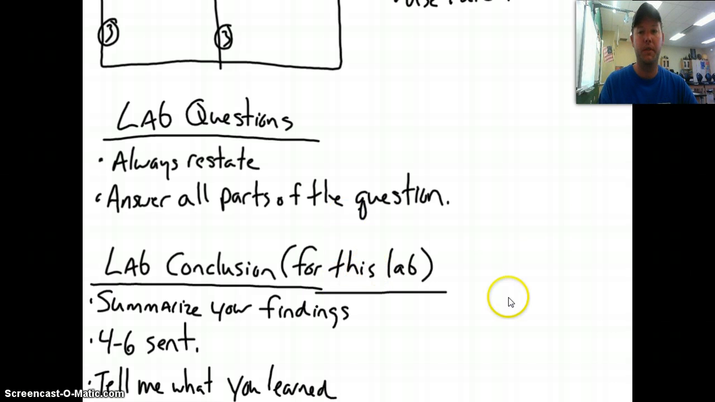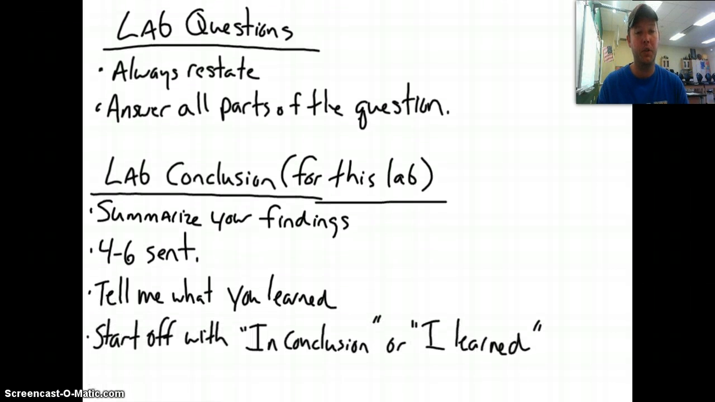Finally, lab conclusions. Every lab will have a lab conclusion. Now for this lab, it's a little bit different because a lot of our labs will have hypotheses that we're testing. This one doesn't have a hypothesis, so we're not going to be saying whether we proved or disproved it. But for most lab conclusions, what you want to write is a summary of your findings. And I mean good summaries, 4 to 6 quality sentences. Tell me what you learned. Don't tell me what you did. Tell me what you have learned in the experiment. Did you prove or disprove your hypothesis and how you went about it? Now, of course, this one doesn't have a hypothesis, so we won't need to worry about that.